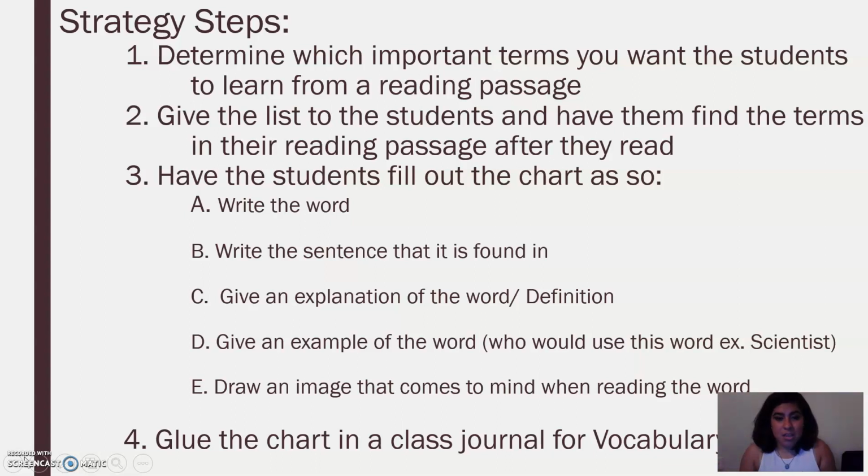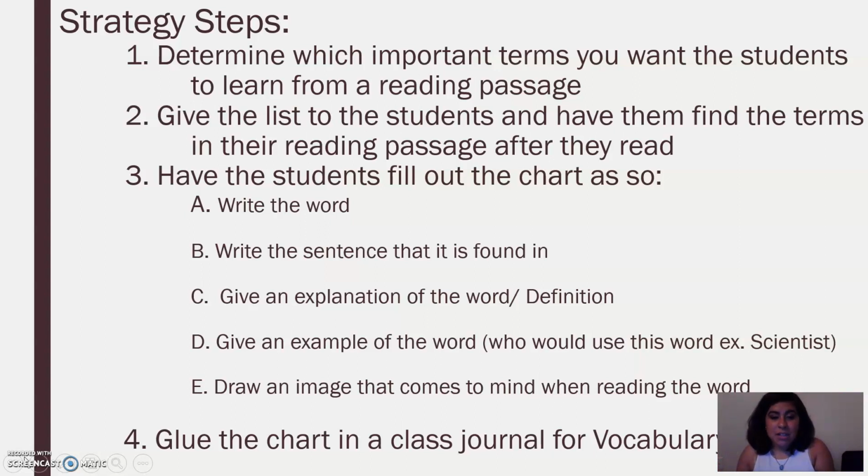The first column you would write the word, the second column you would write the sentence that it's found in, the next column you would give an explanation of the word, and this is basically your definition, but also in your own words, because it's very important as you're learning to write in your own words so that you're not taking something from someone else, because when you write in your own words, it becomes more relevant and you can remember it better.